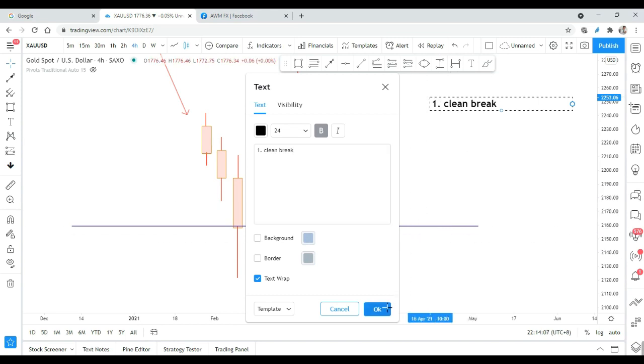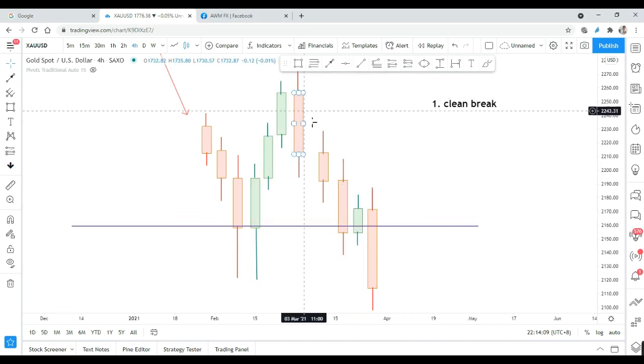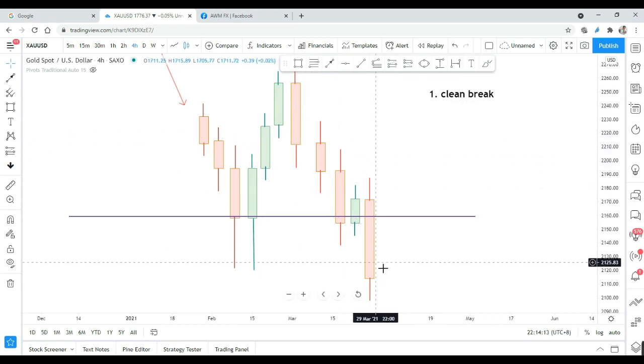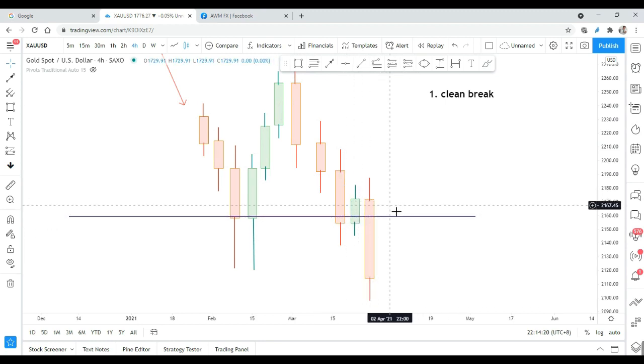So what do I mean by clean break? It means that the price comes down nicely. Of course, in between it will have some drop base drop, or drop base rally drop, a small base rally drop, which I call a decision point, DP. And then drop, there will be a better one.